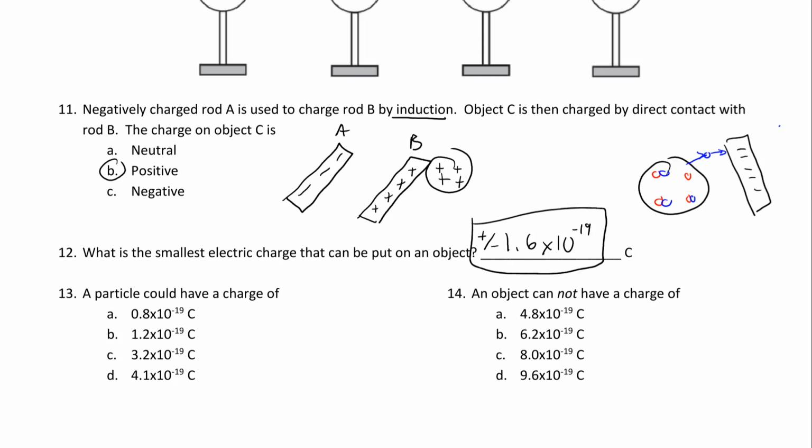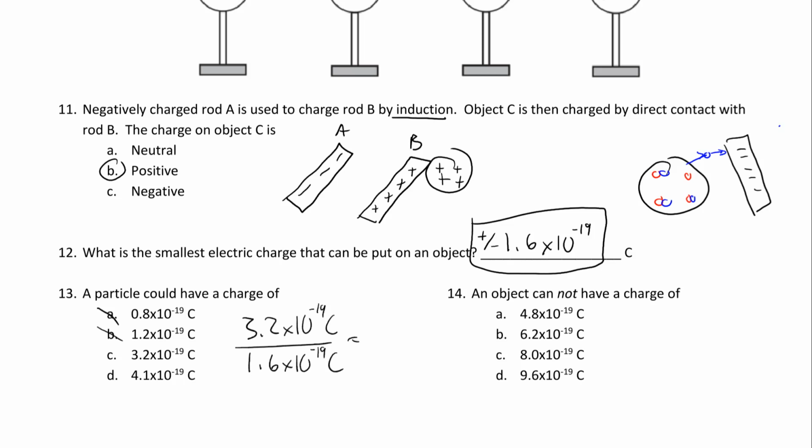It says a particle could have a charge of what? Well, the smallest charge is 1.6 times 10 to the negative 19. So it's impossible for it to be 0.8. Can't be half of it. Can't be 1.2. 3.2 or 4.1. Let's see. What we got to do is we do 3.2 times 10 to the negative 19 coulombs, and you divide it by 1.6 times 10 to the negative 19 coulombs. You're basically doing Q is equal to NE. All right, so let's do that instead.